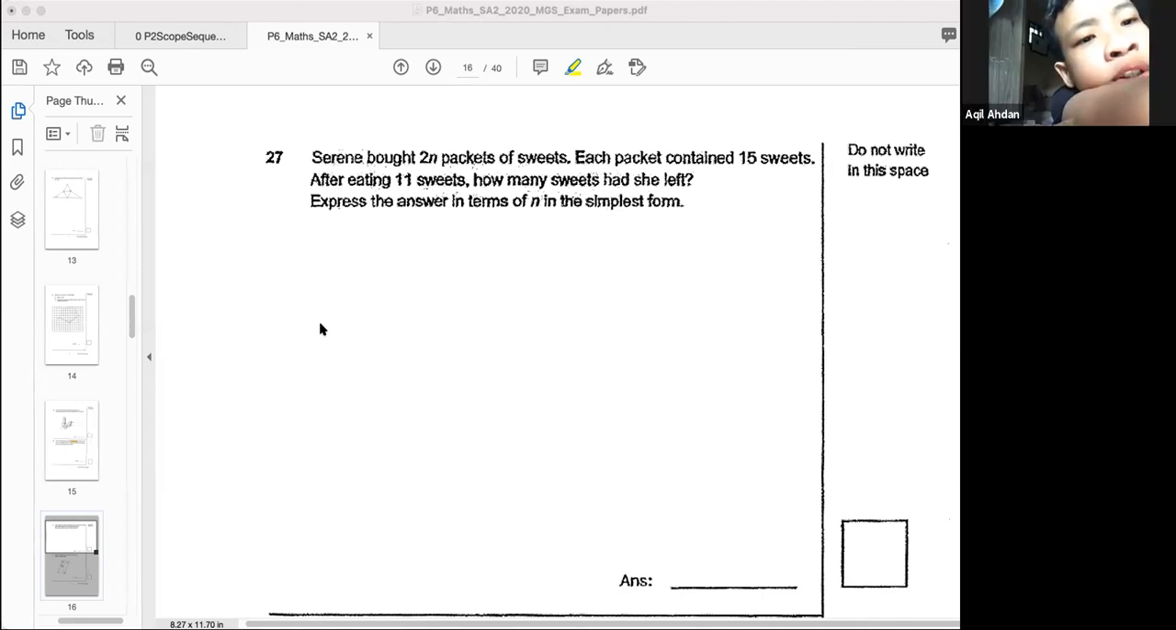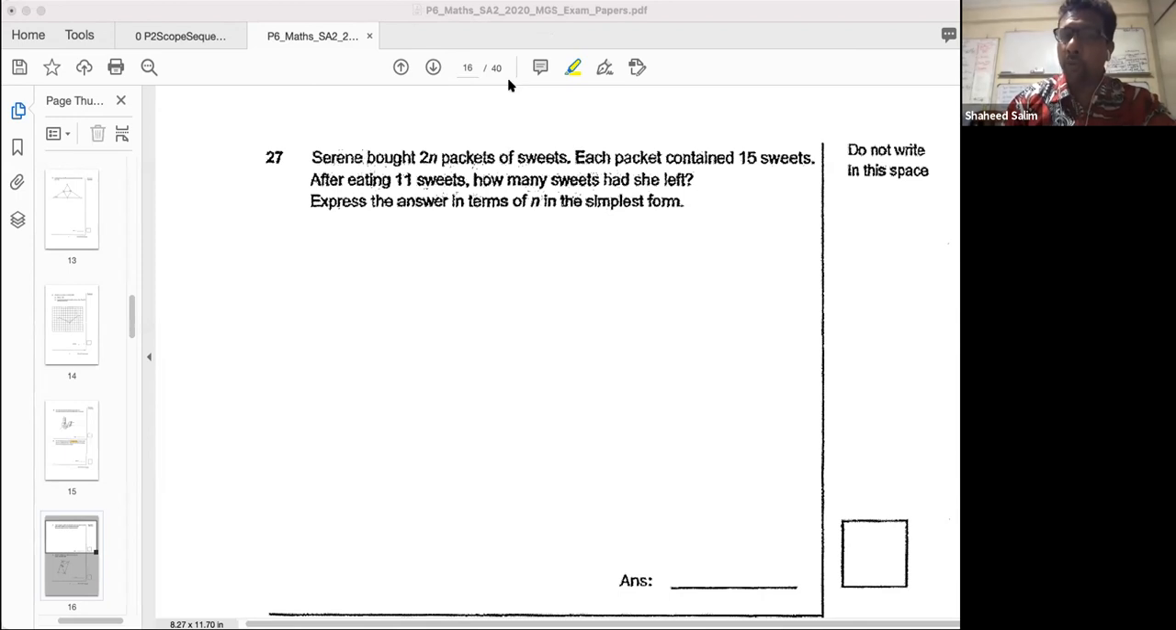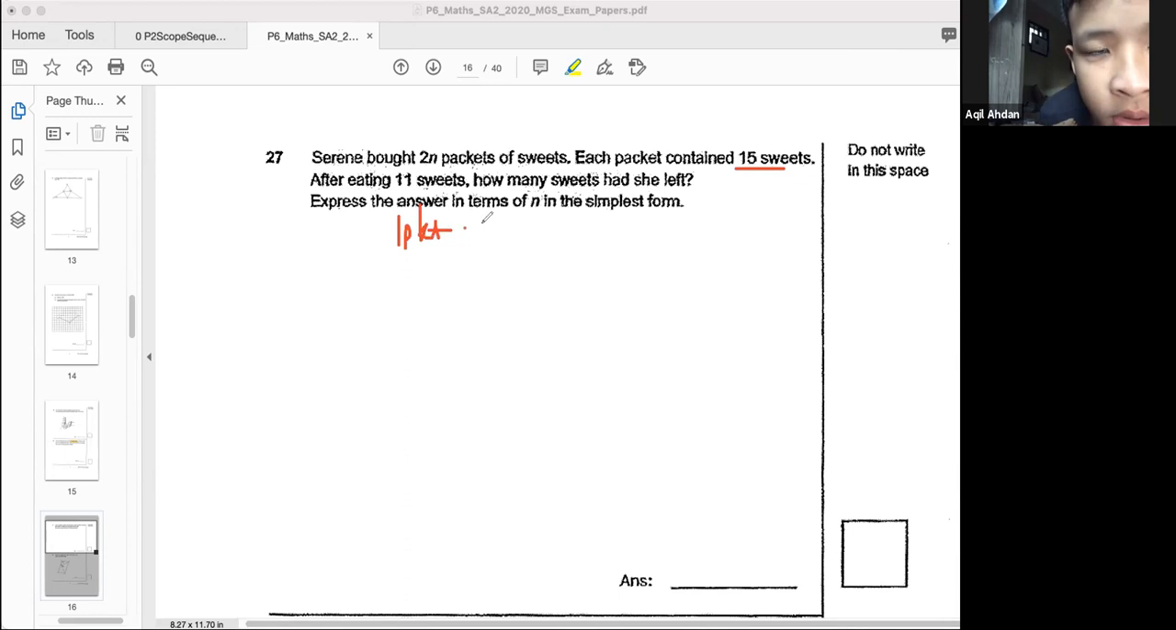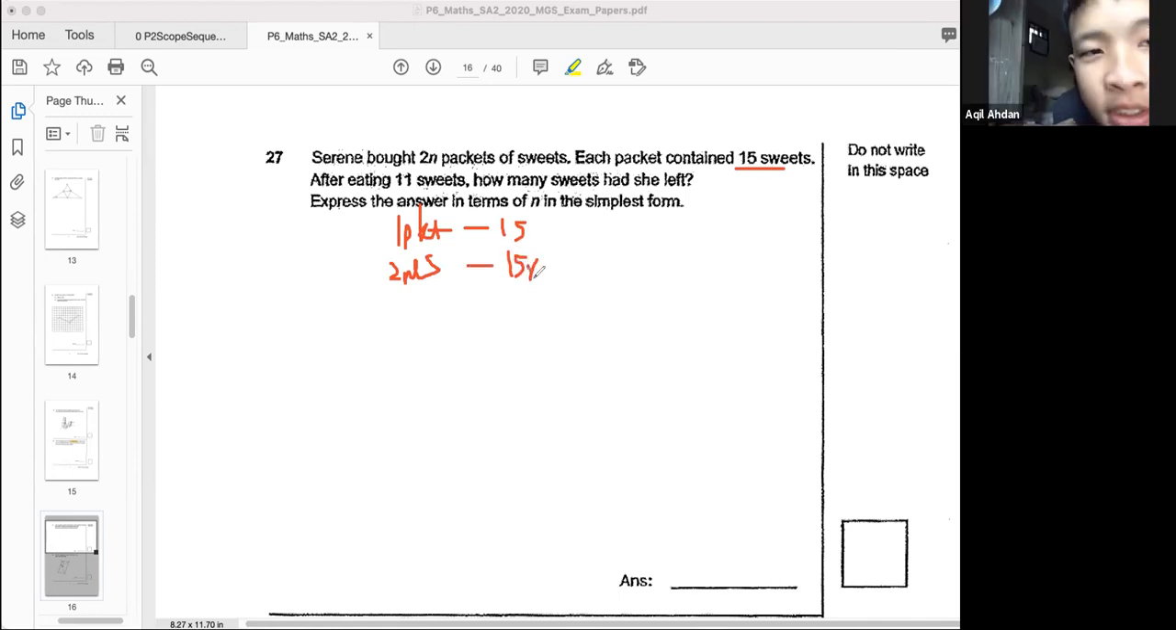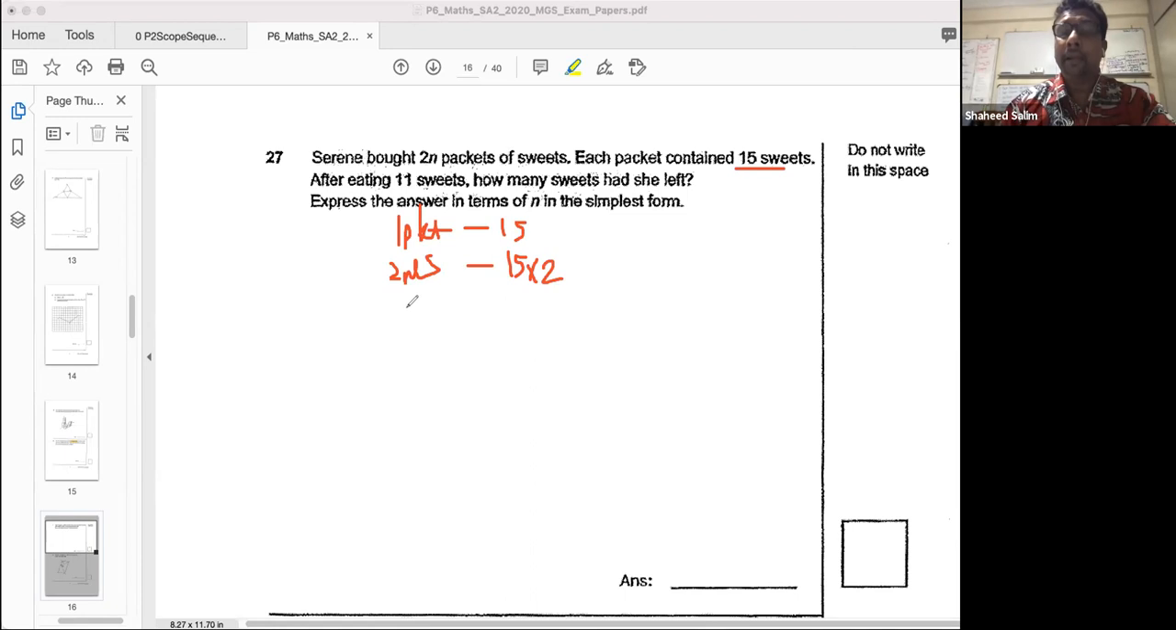2n minus 11. Okay, first of all, almost there. Why do you get minus 4? Now this is 1 packet containing 15 sweets. 1 packet, 15 sweets. If it's 2 packets, how many sweets? You take 15 times 2, 30. Good. Now there are 2n packets.